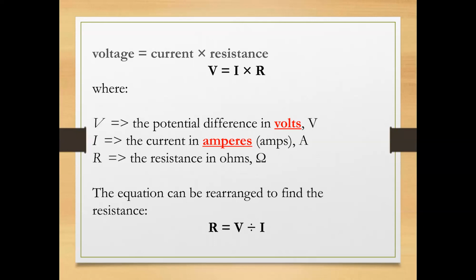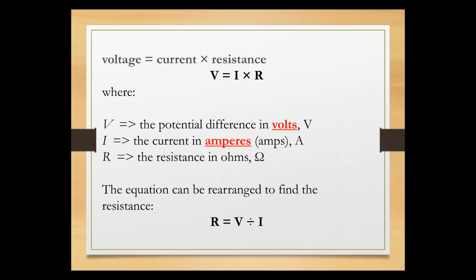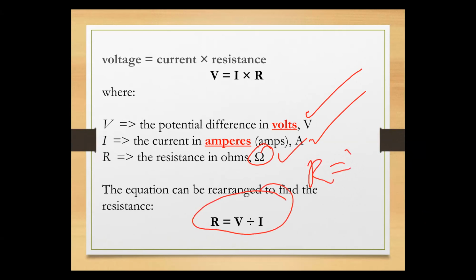Voltage is equal to current times resistance, V = IR. We talked about this last time. V is volts, current is represented by amperes, and resistance has the SI unit ohms, represented by this sign. The equation can be rearranged to find the resistance: R is equal to V over I. That's resistance is voltage divided by current, right?